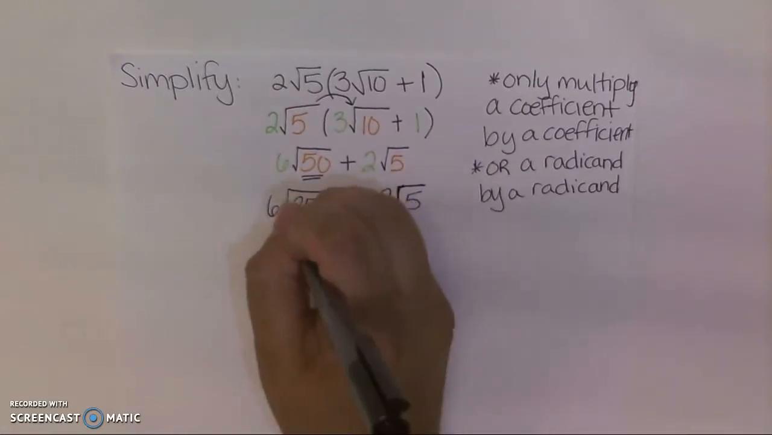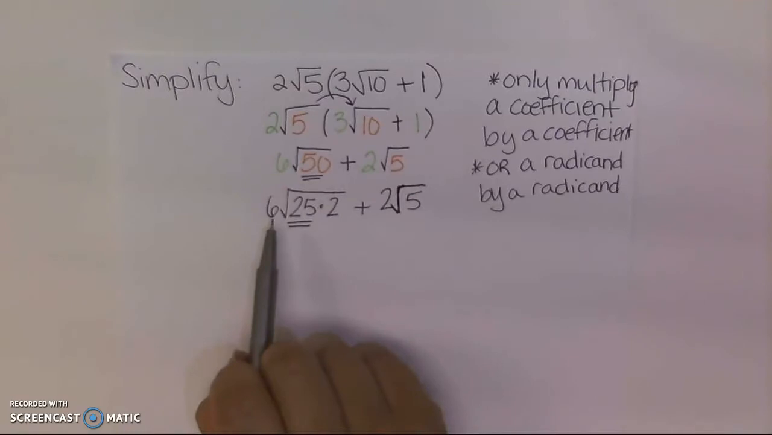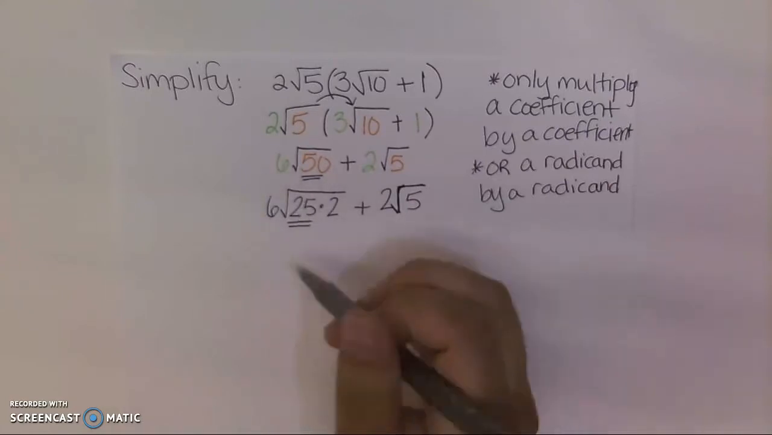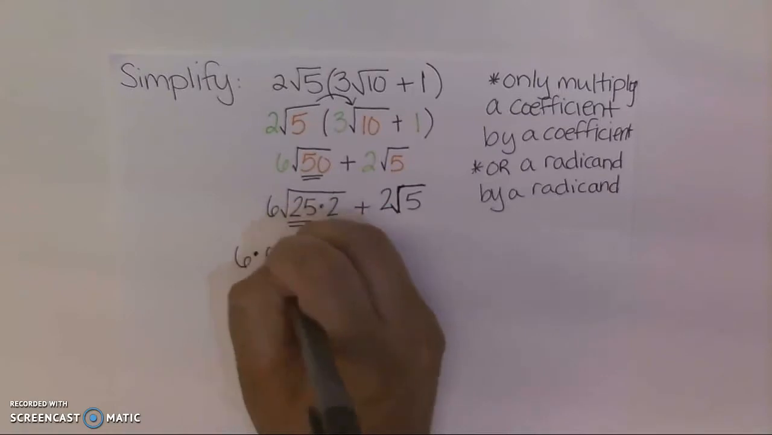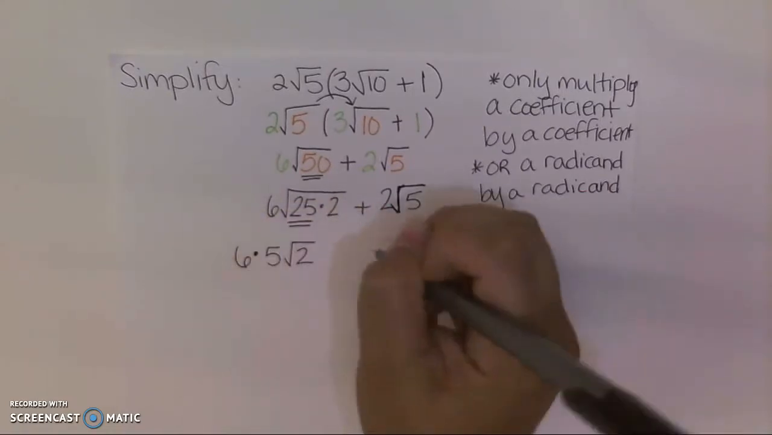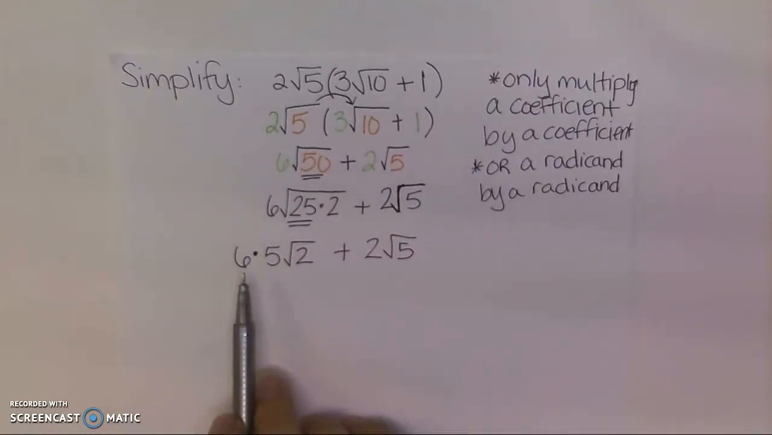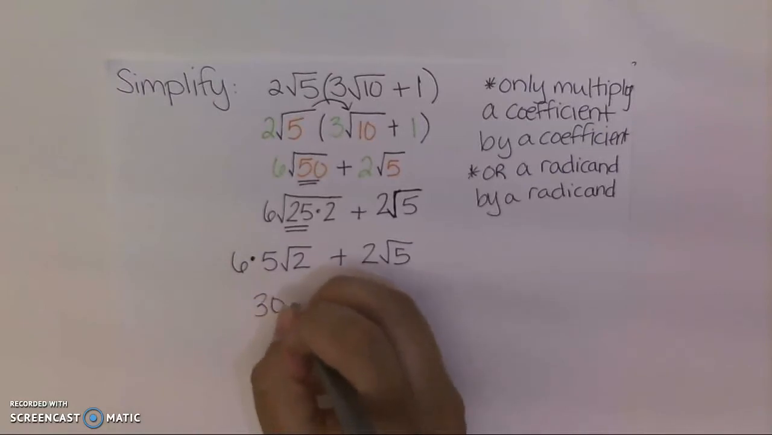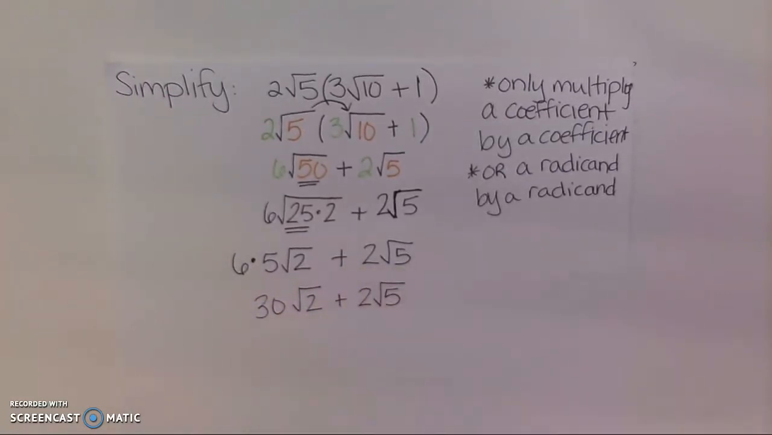Okay, so I'm now going to take the square root of 25, which is 5. The problem is, what operation is in between that 6 and that radical? So there's not an operation sign there, which means it is multiplication. So I'm going to do multiplication, 5 square root 2 plus 2 square root 5. So now I'm going to do my last step, which is to multiply 6 times 5, which is 30, square root of 2, plus 2 square root 5.